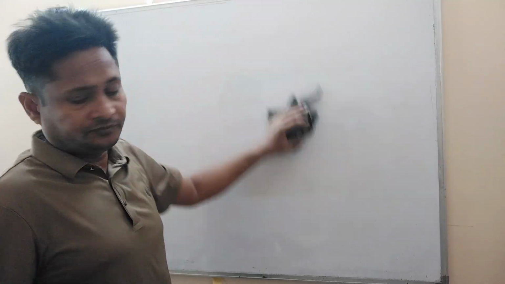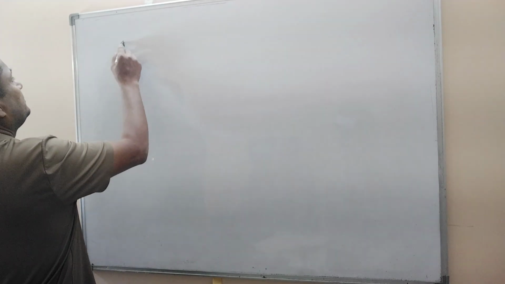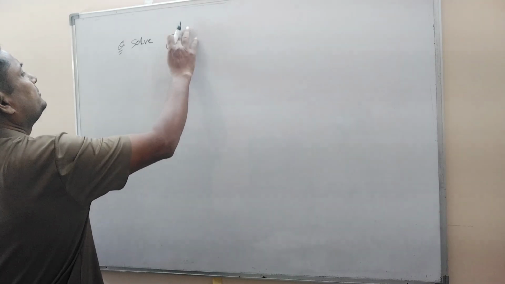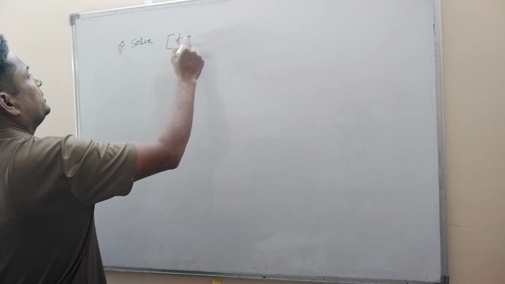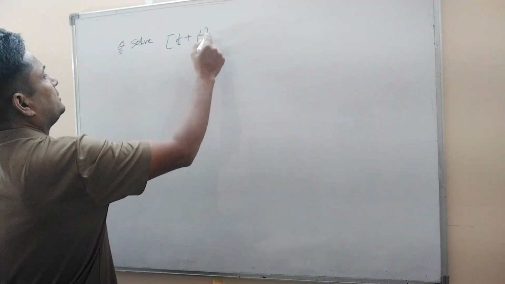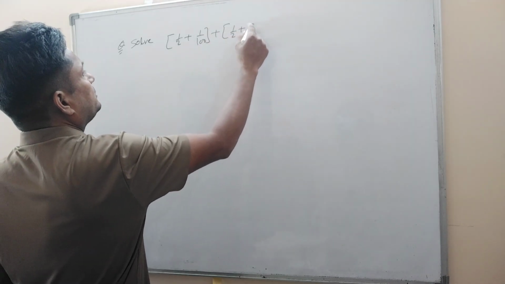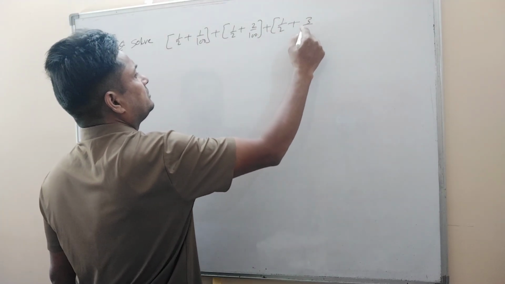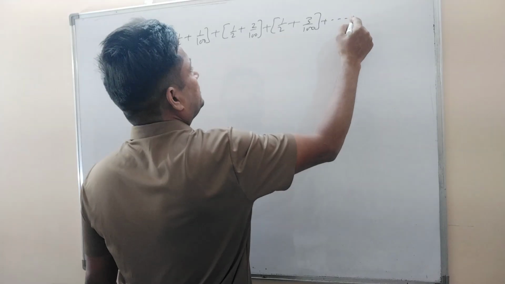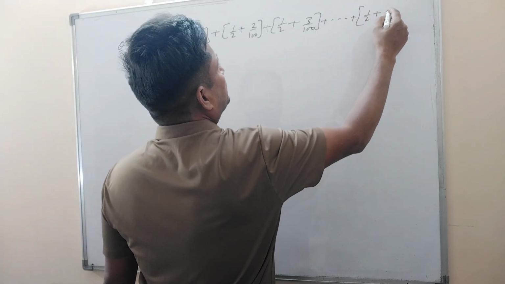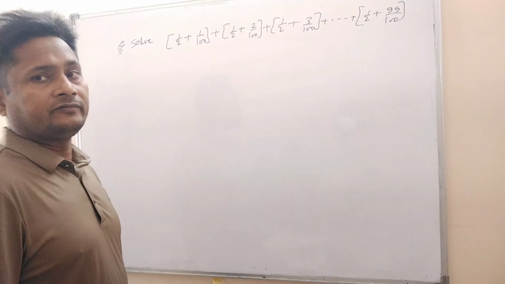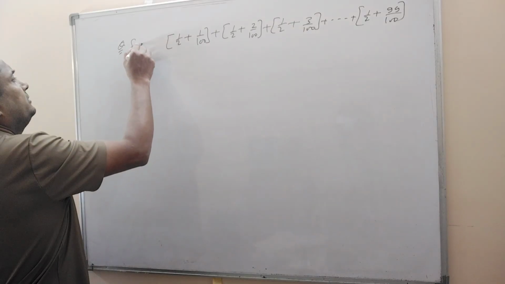Now next question. Solve greatest integer of 1 by 2 plus 1 by 100 plus greatest integer of 1 by 2 plus 2 by 100 plus greatest integer of 1 by 2 plus 3 by 100 plus dot up to greatest integer of 1 by 2 plus 99 by 100. You have to find this value.